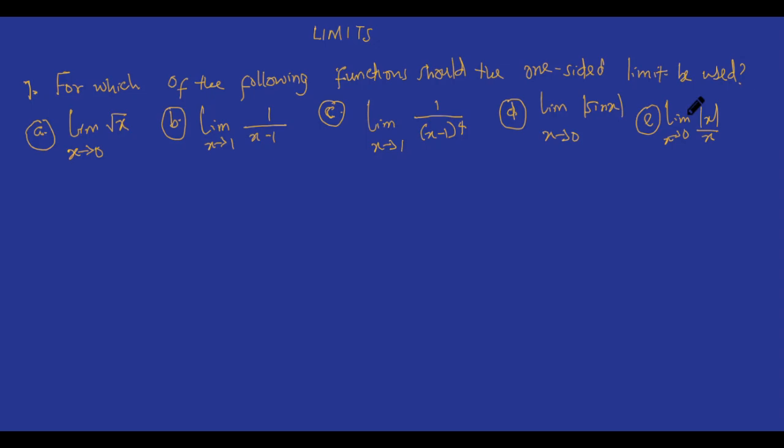So we use the one-sided limit to evaluate the limit of a function if and only if the function doesn't exist on the other side of the limit. So what do I mean by that?